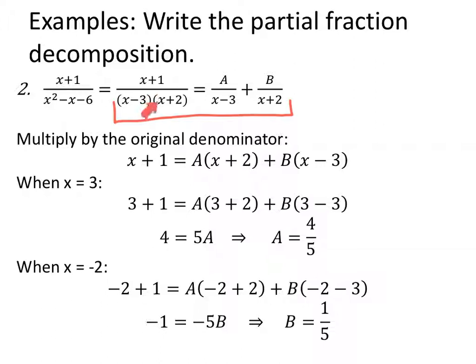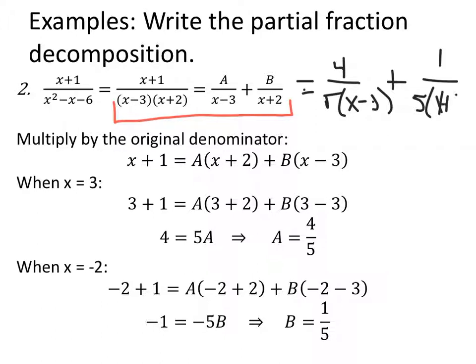Remember that this equation has to hold for all x values, and if it holds for all x values, well, why not use the zeros, the things that cancel out? You found the a and b, fantastic job, but you're not done yet. You actually have to write, which I forgot to do. A is 4/5, so I'll have 4/5 over x minus 3, plus 1/5 over x plus 2. So don't forget to actually write the answer.